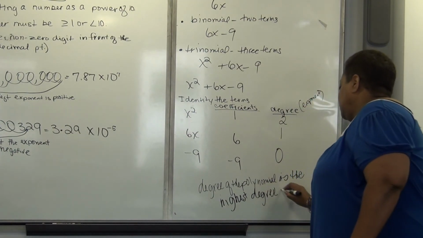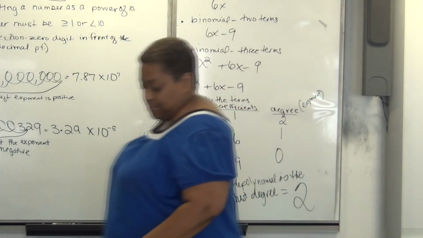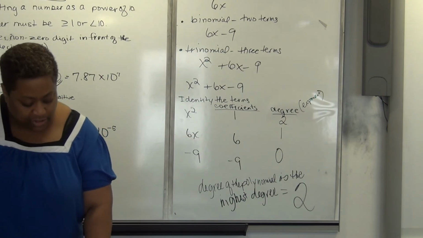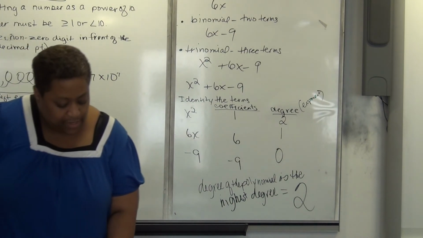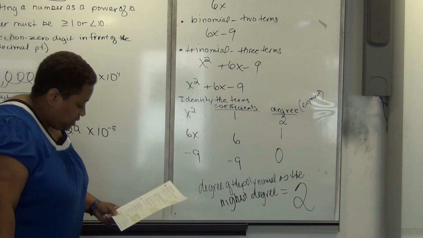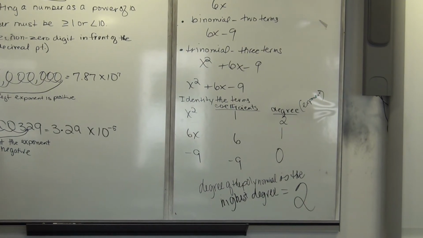And what is that? 2. So the degree of the polynomial is 2. So we have identified the terms. We have identified the coefficients and the degree of each term and the degree of the polynomial.